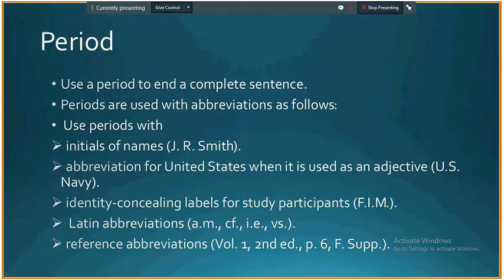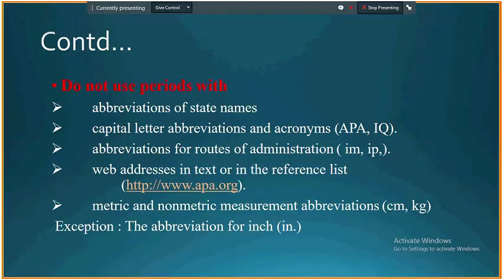Latin abbreviations means A.M., I.V., V.S. In that type of abbreviation, we must include the period. And the last one is reference abbreviation. In the reference abbreviation, vol. period, 1, 2nd ed. period, and then comma. In that type of example, we can use the period. And next, continuing, I mentioned here five bullets under do not use period with.